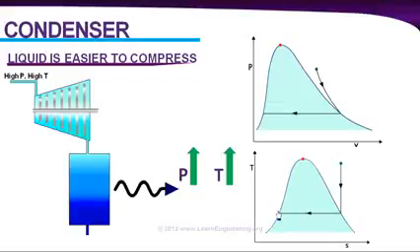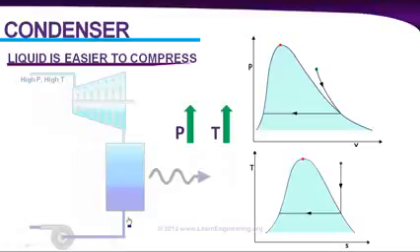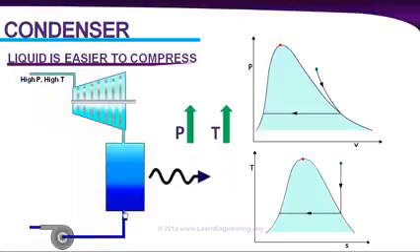So this is in TS diagram. Now the fluid is in liquid state. Now you can put a compressor and you can raise the pressure. Here it is. A compressor is connected right after the condenser. So you can see pressure rise in PV and TS diagram like this.